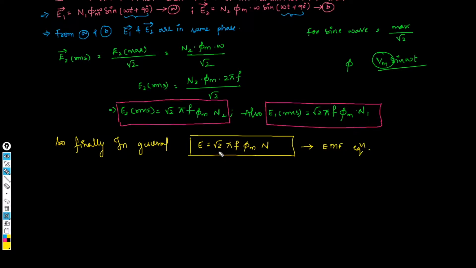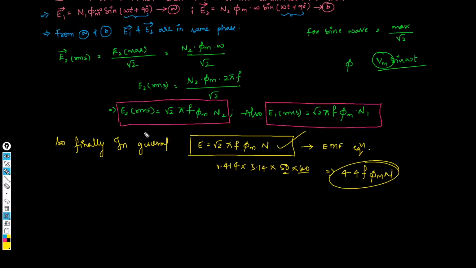You can further simplify this: there is root 2, which is 1.414, into 3.14, which is nothing but your pi value, and consider 50 or 60 hertz, any one of these depending upon the numerical values given in the problem. In some textbooks this will be finalized and it will be something like 4.44 f phi m and N, for one turn. So this term also you can see in some textbooks. Better to follow this one as I have written here. So this is the final EMF equation of an ideal transformer.